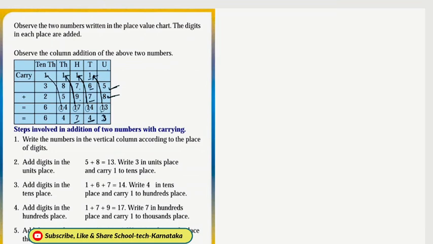At the thousands place, we have now 1, 8 and 5. When we add these three numbers, we get 14. So 4 is written here and 1 is carried to the next place. Now at 10,000s place, we have 1, 3 and 2. When we add these three numbers, we get 6.